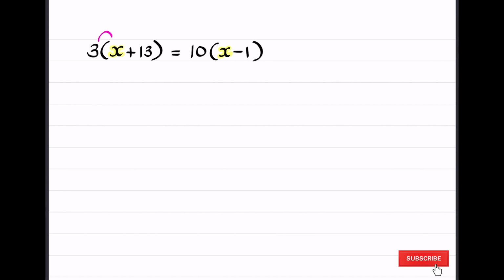So I'm going to take this 3 and I'm going to multiply it. Now there are 2 terms inside the bracket, which means I need to multiply with both the terms inside this bracket. So 3 times x is 3x, and 3 times 13 is positive 39. And that is equal to, now I'm going to take this 10 and I'm going to multiply this 10 into both of the terms in the second bracket. So 10 times x gives me 10x, and 10 times negative 1 gives me negative 10.